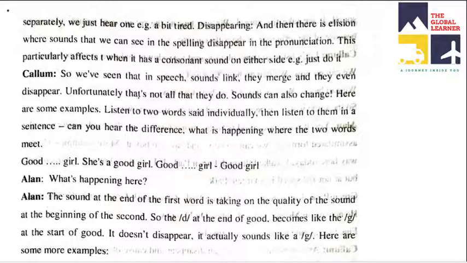The sound at the end of the first word is becoming like the sound at the beginning of the second word. So, the d sound at the end of good is becoming like the g sound at the start of girl. It doesn't actually disappear, it actually sounds like a g. So it sounds like good girl. If you can't separate it, but if you did, it would sound like gug. That's right. Okay, and why is this happening?